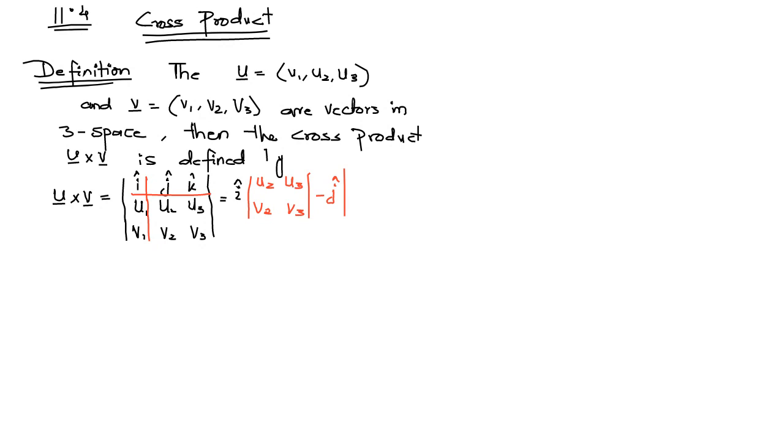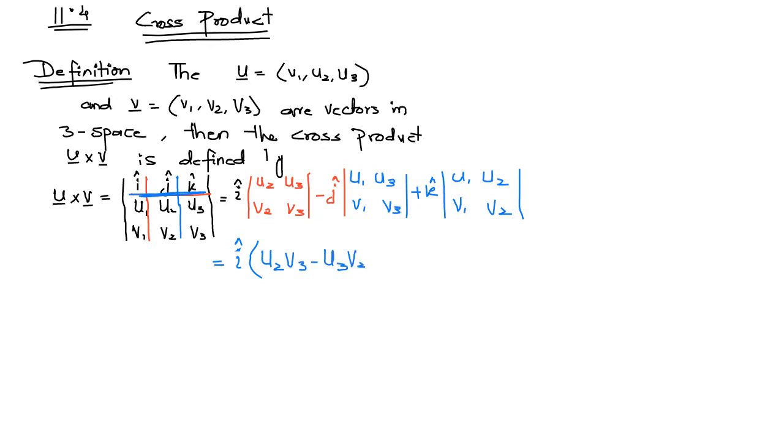Now for j you remove the j column and the first row. Okay, so that leaves u1, u3, v1, v3. Similarly, you write plus k, which is equal to what? That is u1, u2, v1, and v2. Okay, so you can simplify: i times (u2 v3 minus u3 v2). Similarly, minus j times (u1 v3 minus u3 v1). And k times (u1 v2 minus u2 v1).